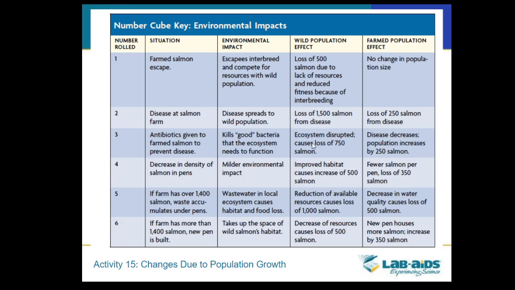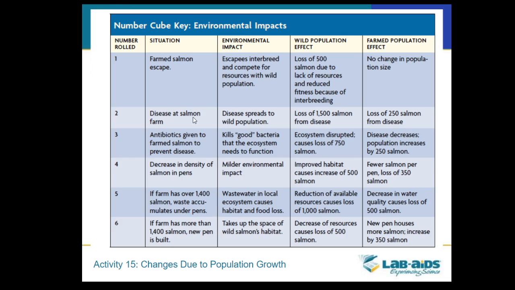We used this chart and a number cube, and whenever we would roll a number, we would come up with a situation. So maybe some of our farmed salmon escaped. So then what's the environmental impact? Well, now those farmed salmon can breed with the wild population and compete with resources. So you have a loss of your wild population because of the lack of resources and the reduced fitness because of interbreeding. And then in this case, we said there was no change on the farmed population. So you can continue to go through.